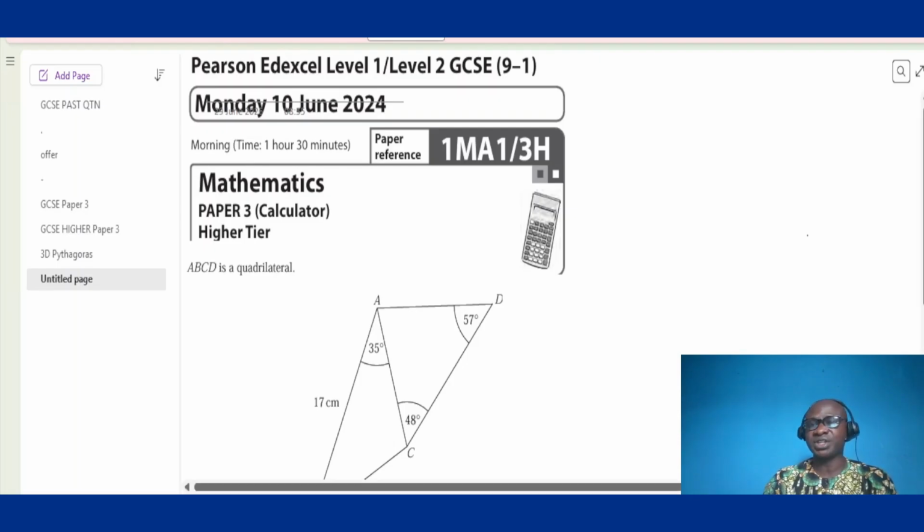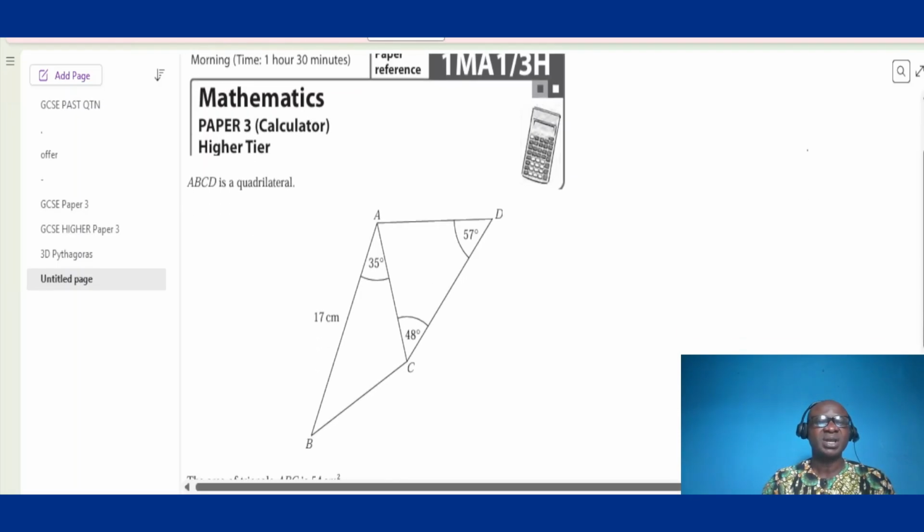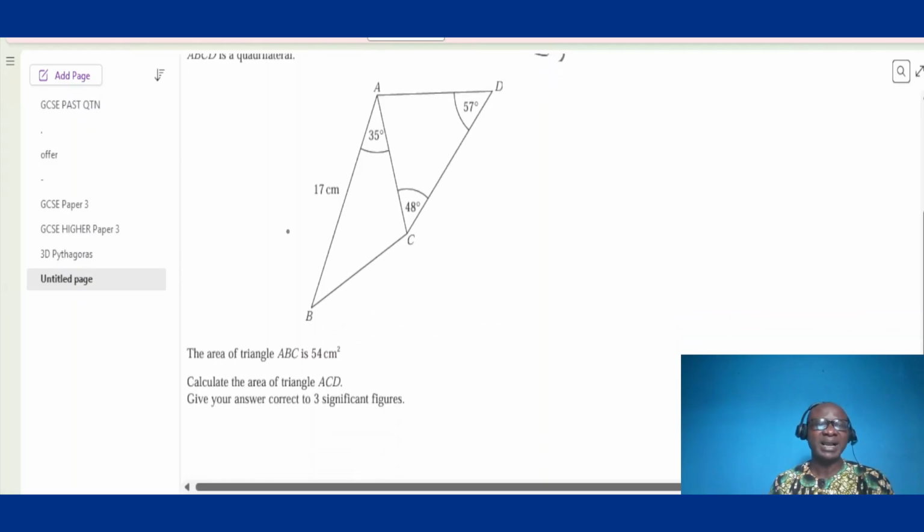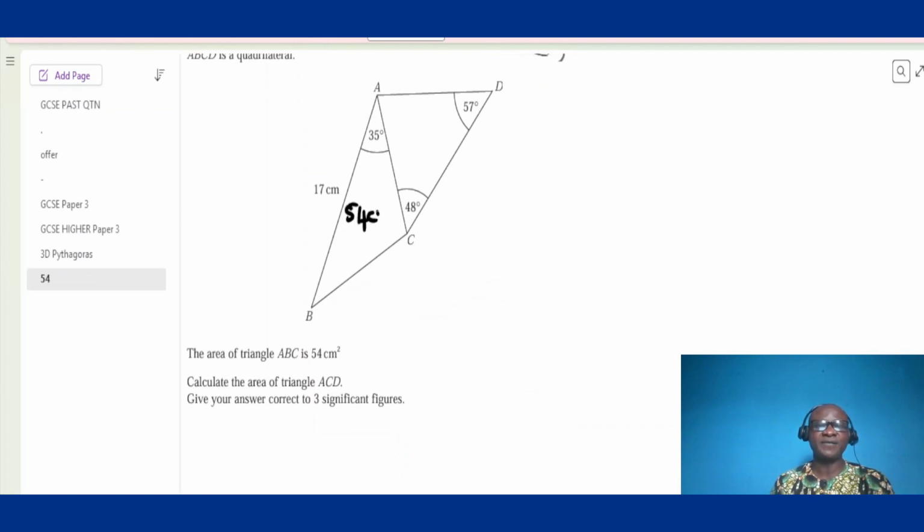Here the question is: given that ABCD is a quadrilateral, and the area of triangle ABC is 54 cm squared. The question asks us to calculate the area of triangle ACD, and we write our answer to three significant figures. All right, let us approach this question.